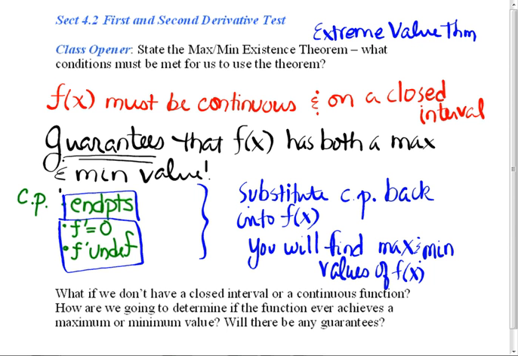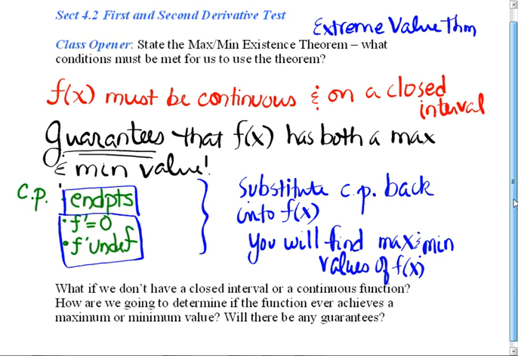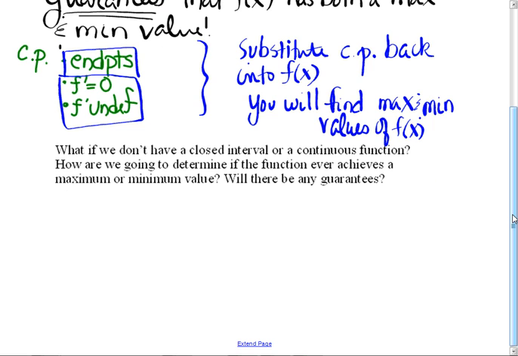Okay, that was 4.1. 4.2 did problems that had increasing and decreasing functions. I think what else we had in there. Not that much. What if we don't have a closed interval, or if you don't have a continuous function? How are we going to find that the function has a maximum or minimum value? We have to have another test. We can graph, but if I don't have a graphing calculator, I'm in trouble. Will there be any guarantees? No.